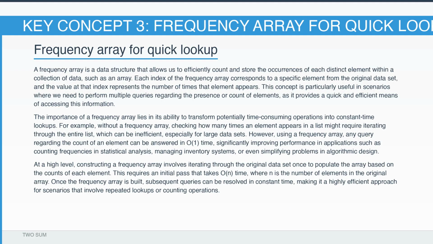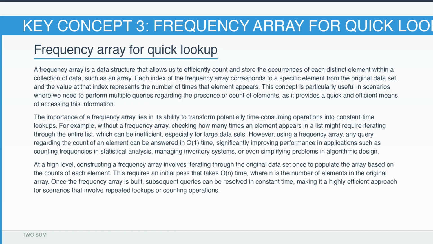A frequency array is a powerful tool for counting and storing occurrences of elements in a dataset, like an array. Imagine you have a box of colored marbles, and you want to know how many of each color you have. Instead of counting each time you need to know, you could create a chart. This is similar to a frequency array. Each index in the frequency array represents a specific color, and the value at that index tells you how many marbles of that color are in the box.